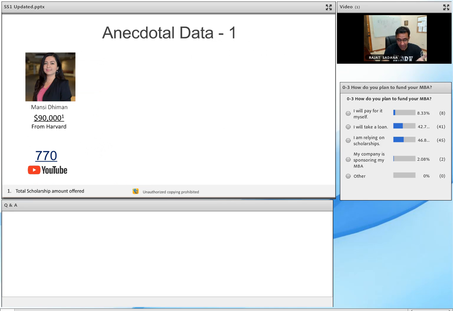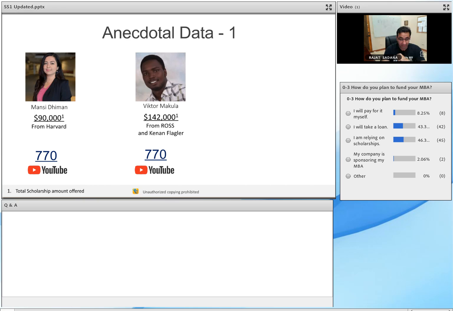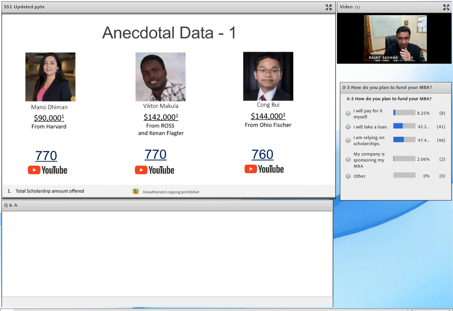And again, anecdotal data over here. Mansi, one of our students, scored a 770. She got multiple admits. She's currently studying at Harvard in her second year. She got about $90,000 worth of scholarship from Harvard. Victor Makula scored a 770 and got a full ride from Ross and Kenan-Flagler. You can watch his video interview over here. Again, $142,000 worth of scholarships.